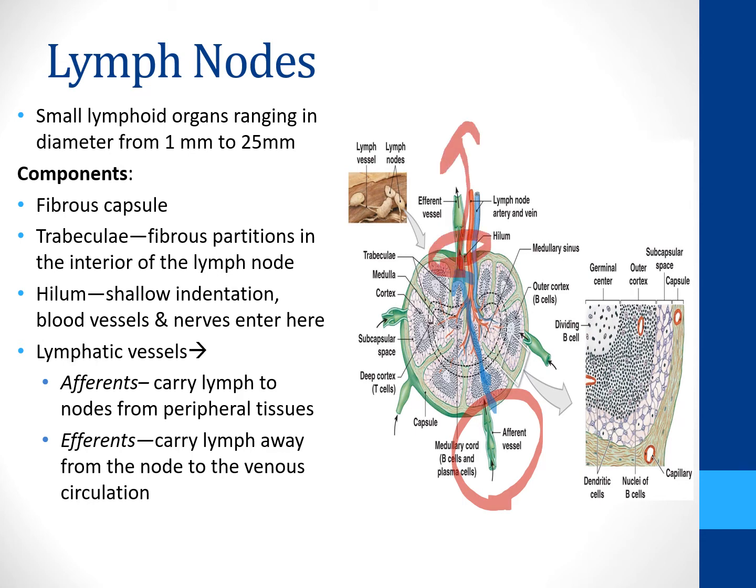So lymph enters the lymph node opposite from the hilum, filters all the way through the lymph node where it's getting cleansed of any foreign pathogens, and then it leaves through the efferent vessel at the hilum. This helps to purify the lymph before it gets entered back into the general circulation.